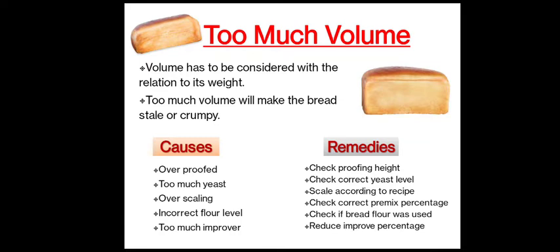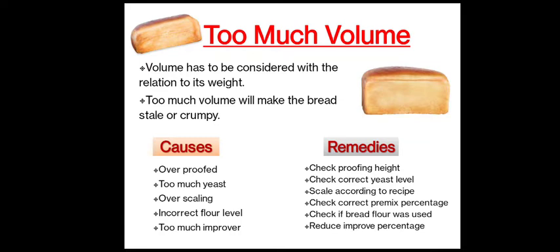First is too much volume. Too much volume has to be considered in relation to its base. Too much volume will make the bread stale and clumsy. Various causes: first cause of too much volume is overproofing. When bread is overproofed, it becomes too much in volume.